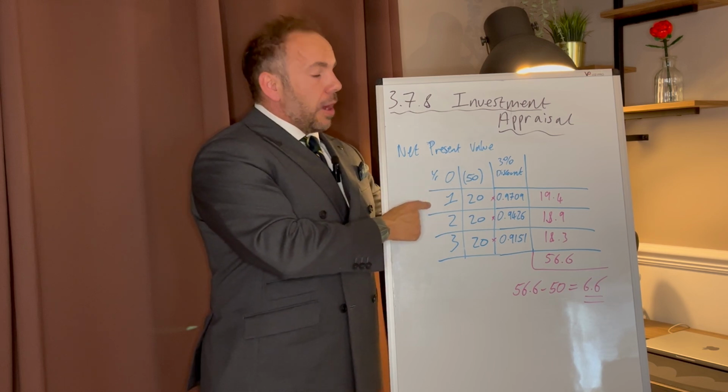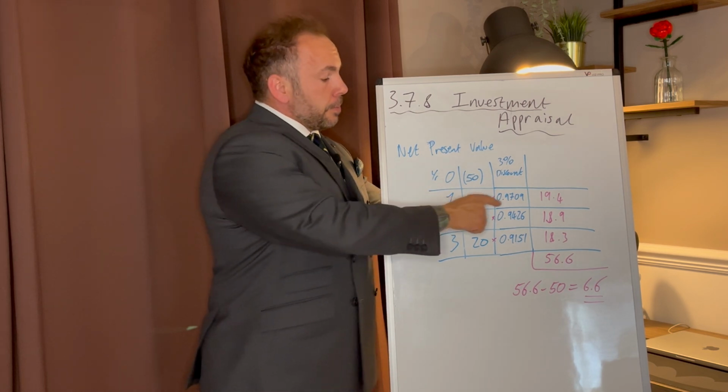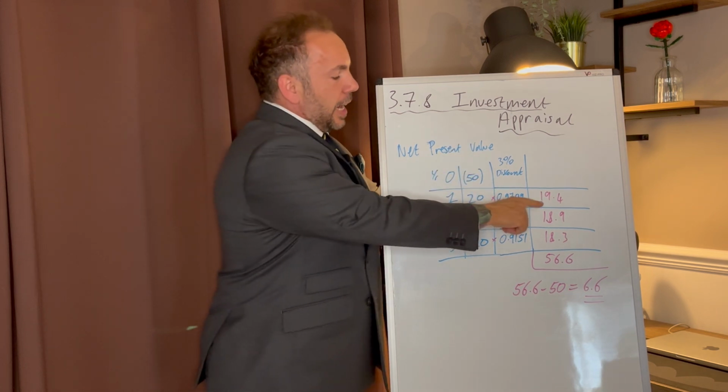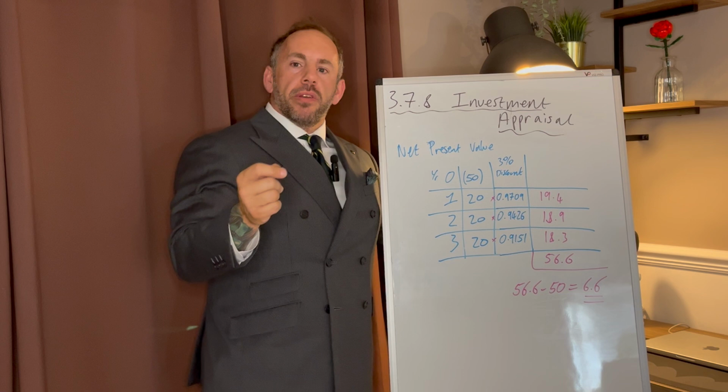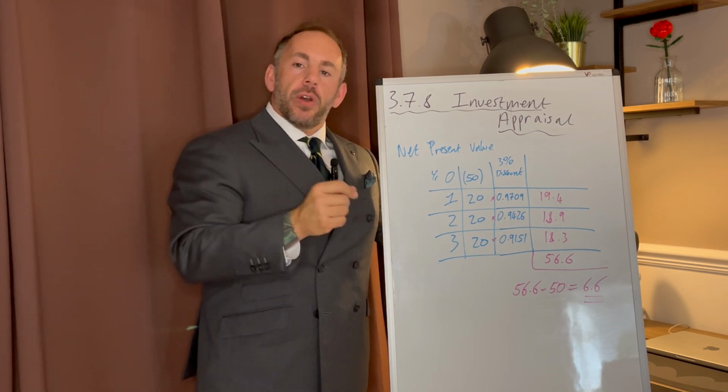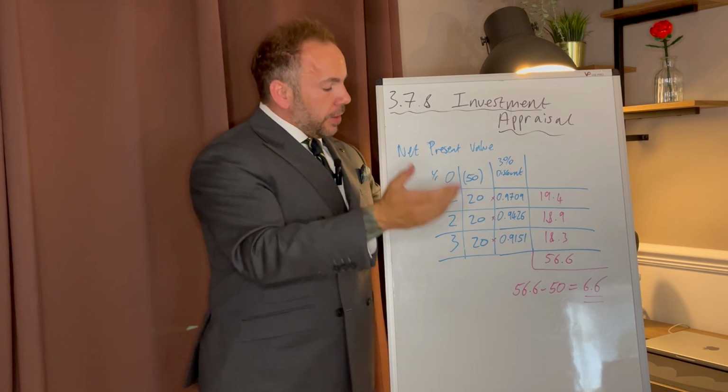So in a year's time, when we've earned 20 million pounds, we times it by 0.9709, and it's actually only going to be worth 19.4 million. So a 20 million in a year's time will only be worth 19.4 million. And then we carry on.